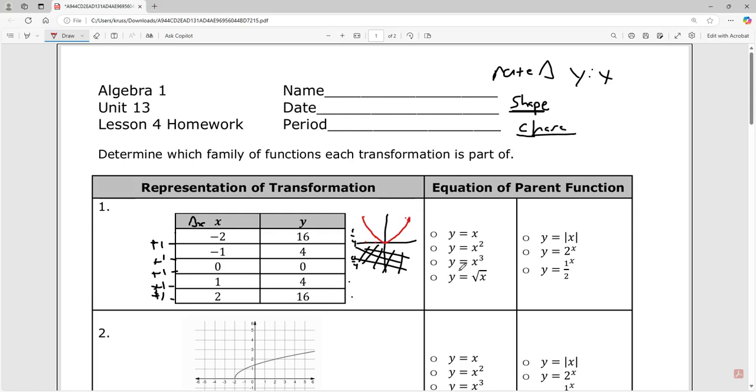And you know that parabolas are derived from something that has the x value or the variable raised to the 2, because quadratic comes from the Latin quadratum, which means square. So this is x squared. So that's what this one is.